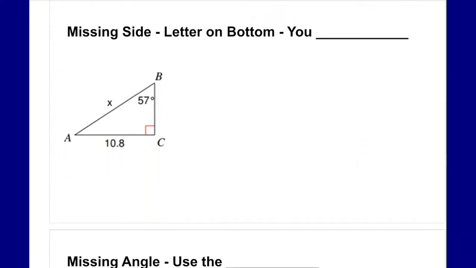So again, let's label our sides. We have our hypotenuse. It's across from 90 degrees. We have our reference angle of 57. Across from that is our opposite. Beside that is our adjacent. What sides are we dealing with? Well, the hypotenuse and the opposite, which would be sine. So sine theta equals opposite over hypotenuse. Let's go fill in our information. So sine 57 is equal to 10.8 divided by x.